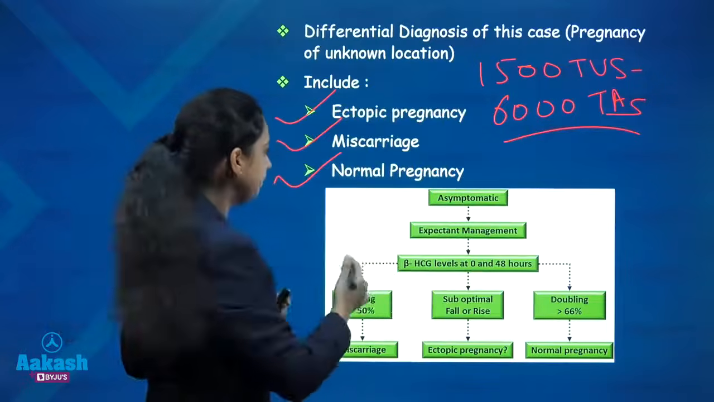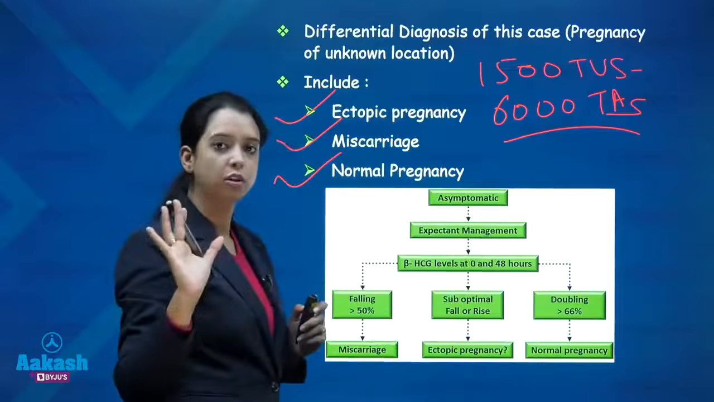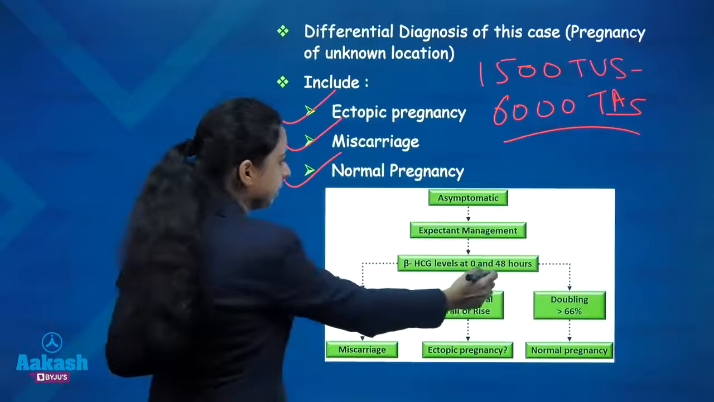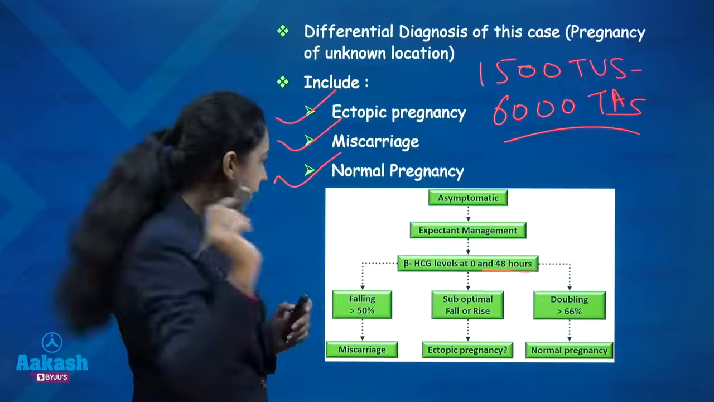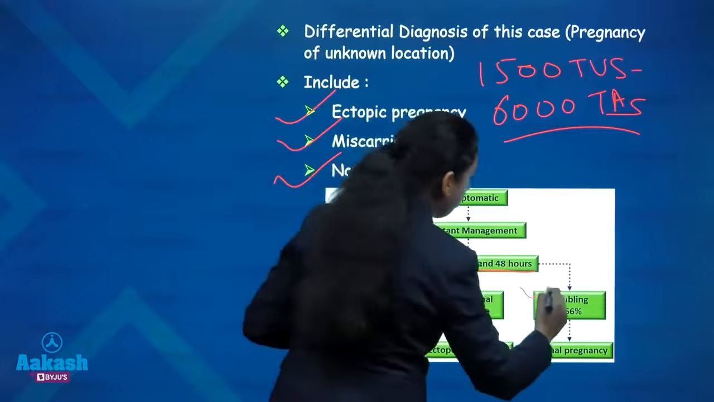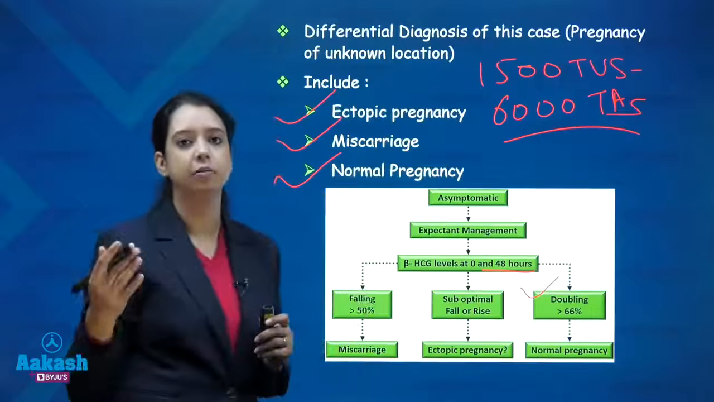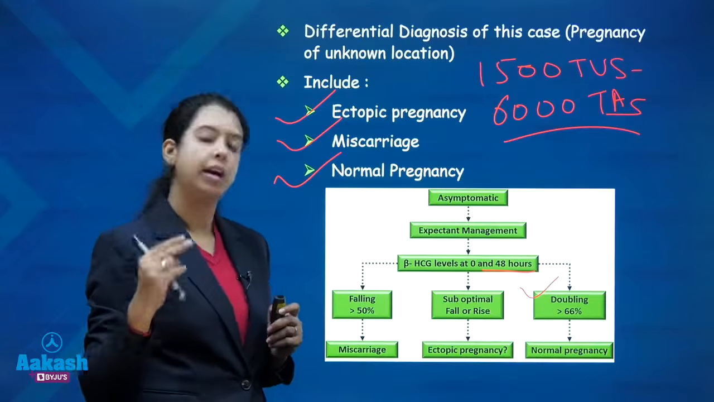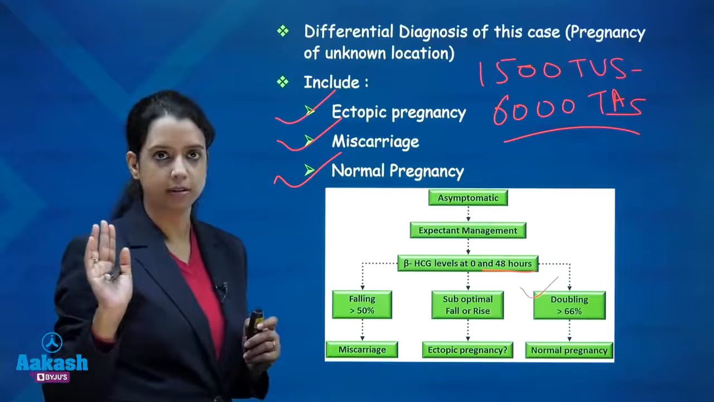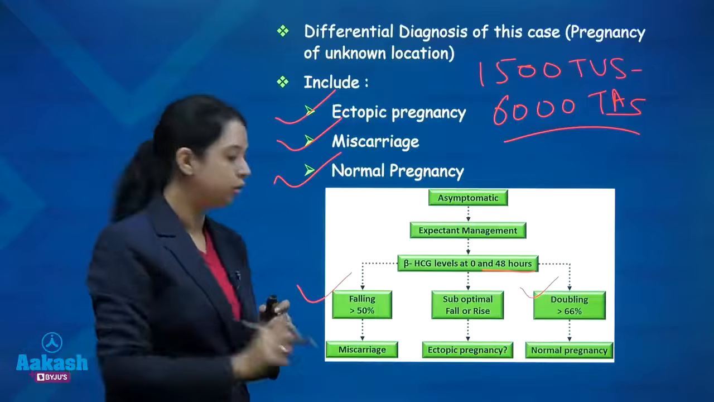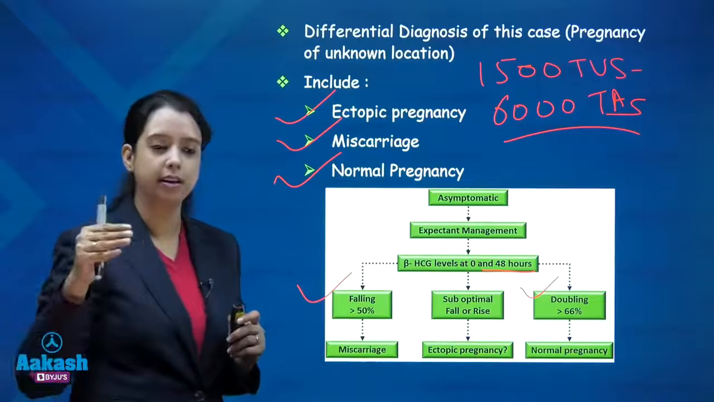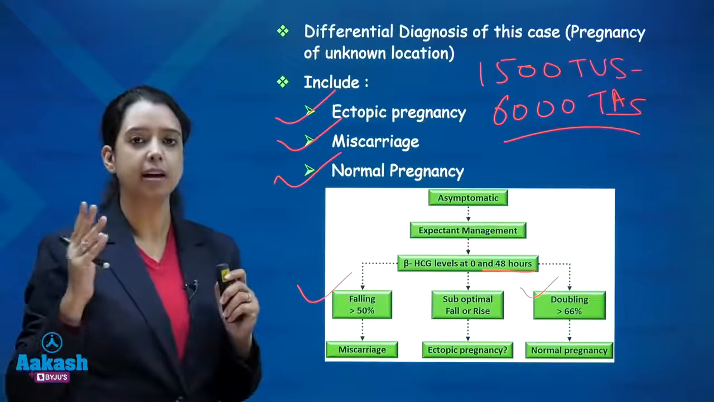So in that case, what will we do? We'll do expectant management. Right now, we'll wait. We will repeat the beta HCG after 48 hours. Why? We'll see how it is increasing. If it is doubling, the normal rise is more than 66% in 48 hours. If it is rising like that, it is a case of normal intrauterine pregnancy. Okay. If it is falling more than 50%, it is miscarriage. You will keep on following with beta HCG and you will see that it is falling. So it means the patient has miscarried.